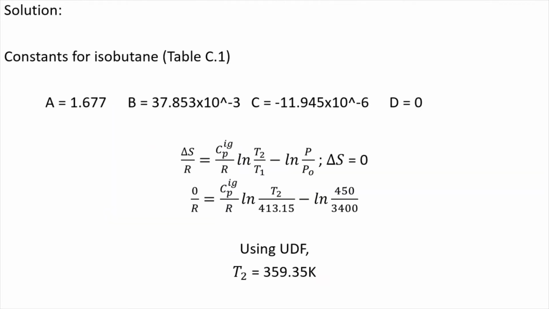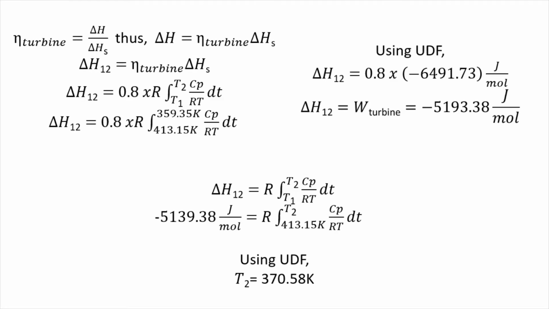The constants for isobutane can be obtained from table C.1, and by using this formula with delta S equal to 0, by using our user-defined function, T2 is equal to 359.35 Kelvin. Turbine efficiency is solved by delta H divided by the isentropic delta H. Thus rearranging it, delta H is equal to turbine efficiency times the isentropic delta H.